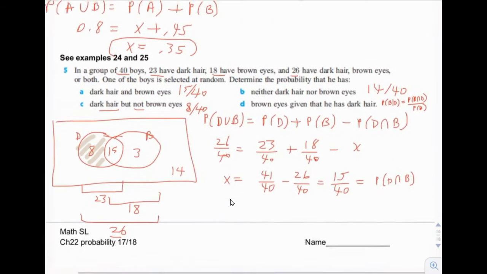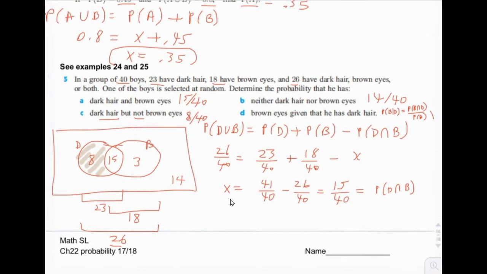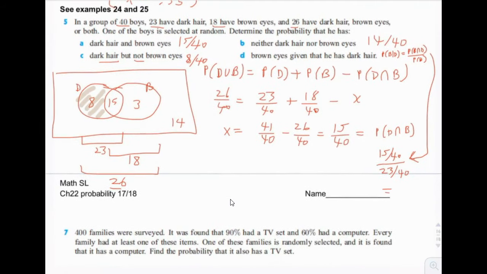Probability of B intersect with D, remember, is 15 divided by 40. And then the probability of D is 8 plus 15, 23 divided by 40. So if we were going to do algebra and simplify, or not even algebra, this would be like elementary school math. The 40s cancel each other out. You end up with 15 divided by 23 would be the answer for brown eyes, given that he has dark hair. Okay?